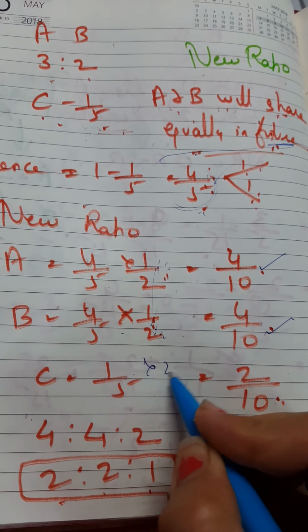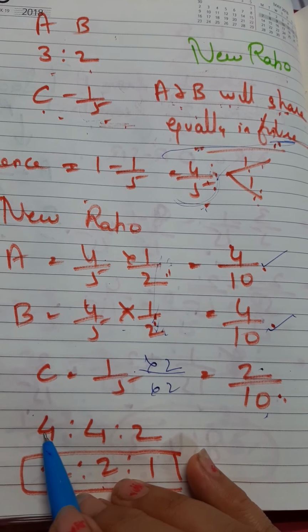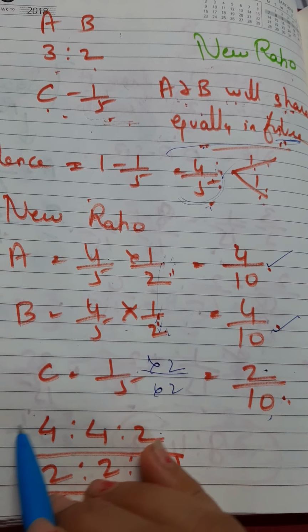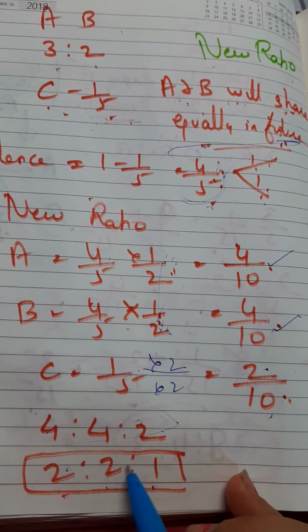So to make it, we have to multiply and divide it by 2. So that will be 2/10. So the new ratio will be 4:4:2. But then we never end up with a ratio which is further divisible. We have to divide it. So the new ratio will be 2:2:1.